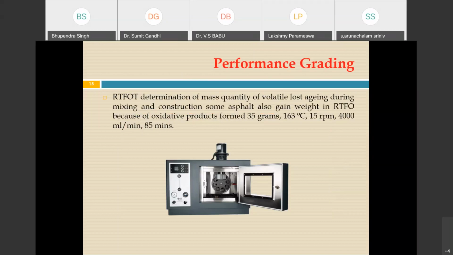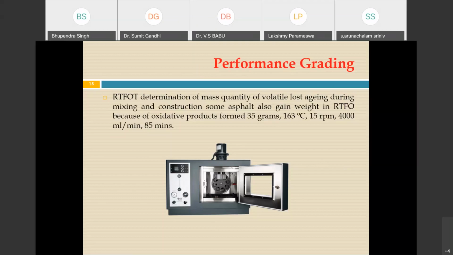So first one, we perform the RTFO. As I told you, the rolling thin film oven test is performed to simulate the short-term aging of the binder in laboratory conditions. And what is short-term aging? Short-term aging occurs during the construction. When we heat the bitumen up to 150, 160 degrees Celsius, some of the oily compounds get lost in the heating process, and oxidation also occurs because oxygen is there and high temperature is there, due to which the property of bitumen changes, and that is what we want to simulate in the laboratory.